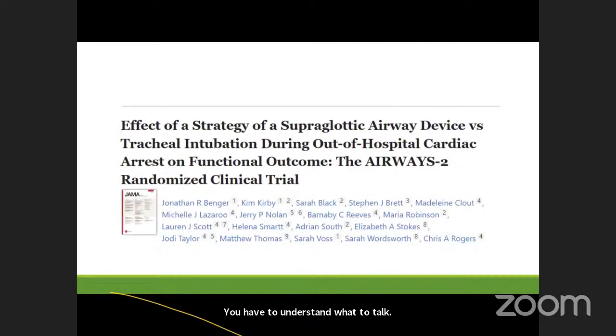Thankfully, a better study was done, a randomized controlled trial, not just an observational study. This was done out of the UK by the NHS, and they put people in two groups. Half of their EMTs and paramedics were assigned to an endotracheal intubation group, and the other half to an LMA supraglottic airway group. When they came across a cardiac arrest, half of the group was told to use endotracheal intubation and the other half was told to use an LMA.